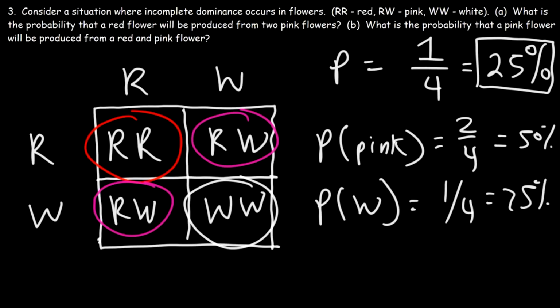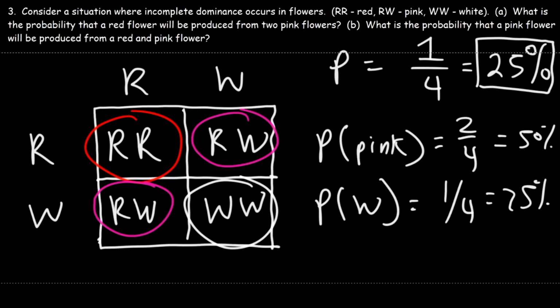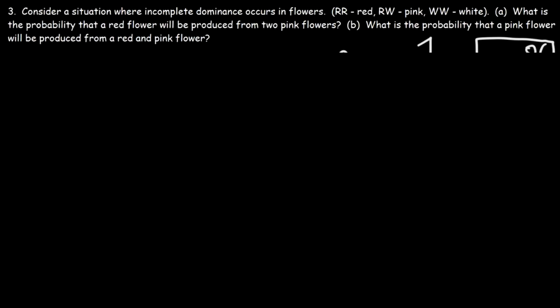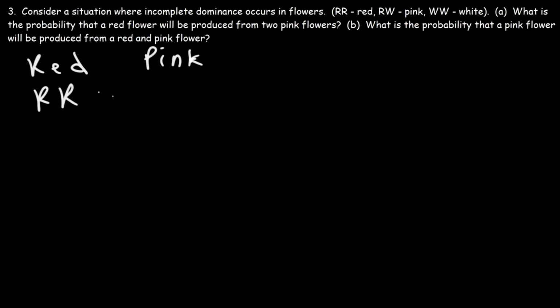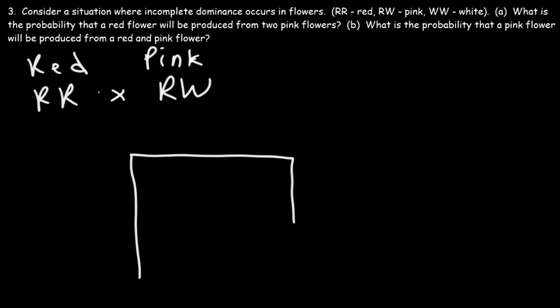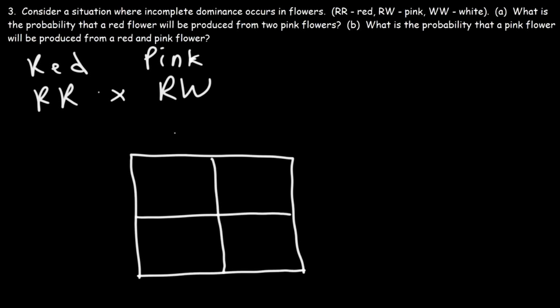Now let's move on to part B. What is the probability that a pink flower will be produced from a red and pink flower? So we no longer have 2 pink flowers for the parents. We have 1 red, 1 pink. So let's write the genotype. The genotype for the red flower will be RR, and for the pink flower, it's going to be RW. So RW for pink, RR for red.